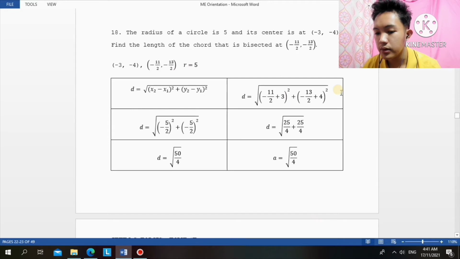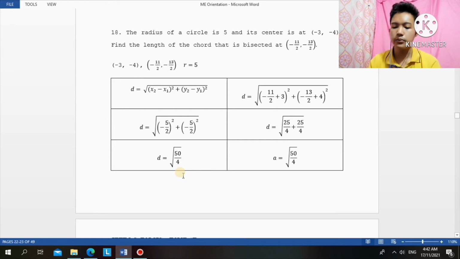So let's substitute the values. Distance is equals to the square root of -11 halves plus 3 raised to 2 plus -13 halves plus 4 raised to 2. So -11 halves plus 3 is equals to -5 halves, and -13 halves plus 4 is equals to -5 halves. So -5 halves raised to 2 equals 25 over 4, and -5 halves raised to 2 is equals to 25 over 4. So 25 over 4 plus 25 over 4 is equals to 50 over 4.